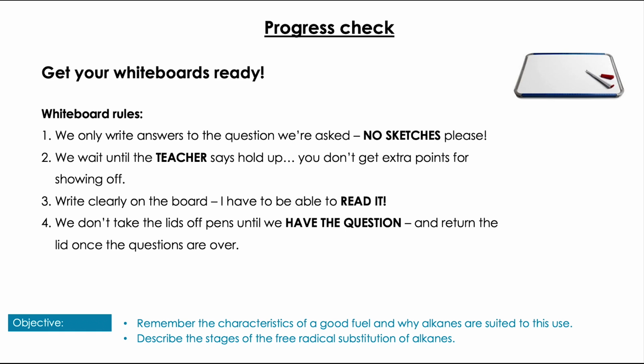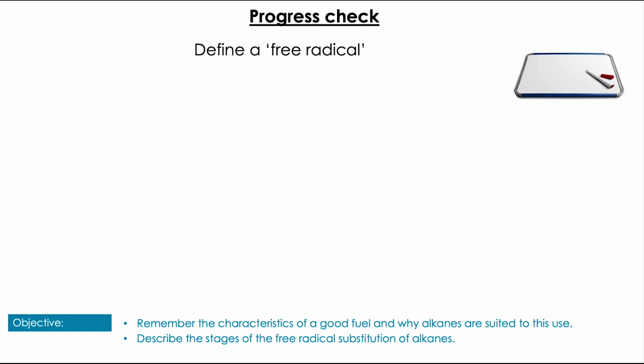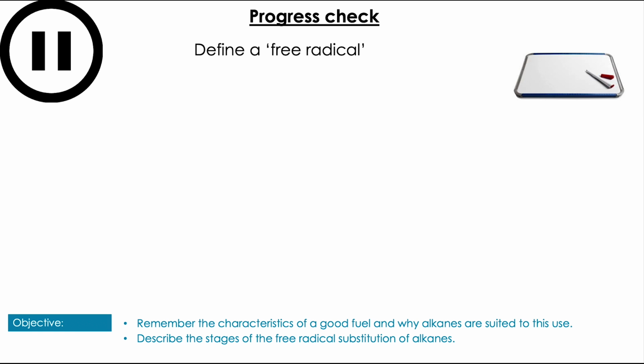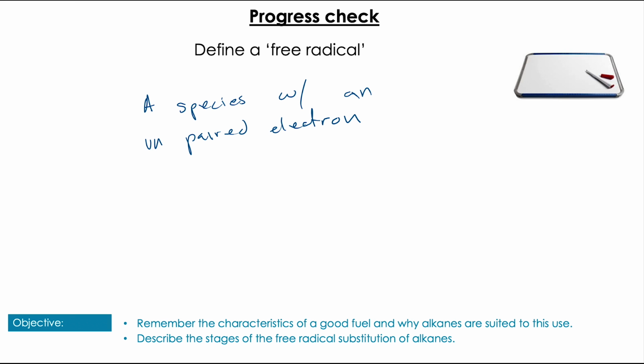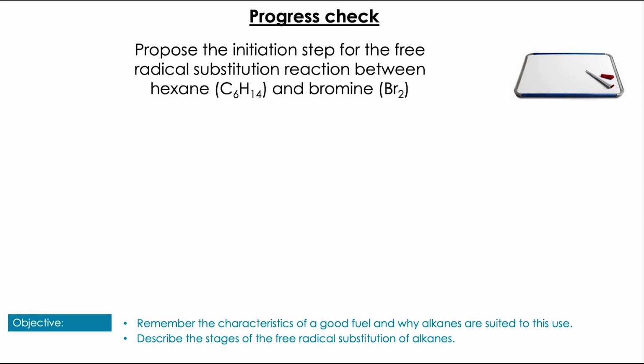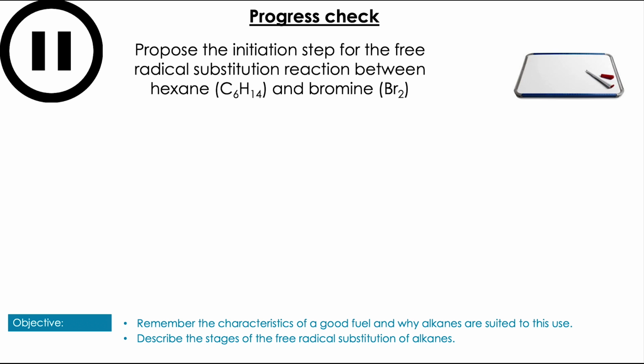Starting off nice and simply, define a free radical. Pause the video to give yourself some time. Pop 'em up! Indeed, it is a species with an unpaired electron. Okay, so next I'd like you to propose an initiation step for the free radical substitution between hexane and bromine. This doesn't have to be a reaction mechanism, it just has to be the balanced equation that you would expect for this. Pause the video to give yourself a moment for that.